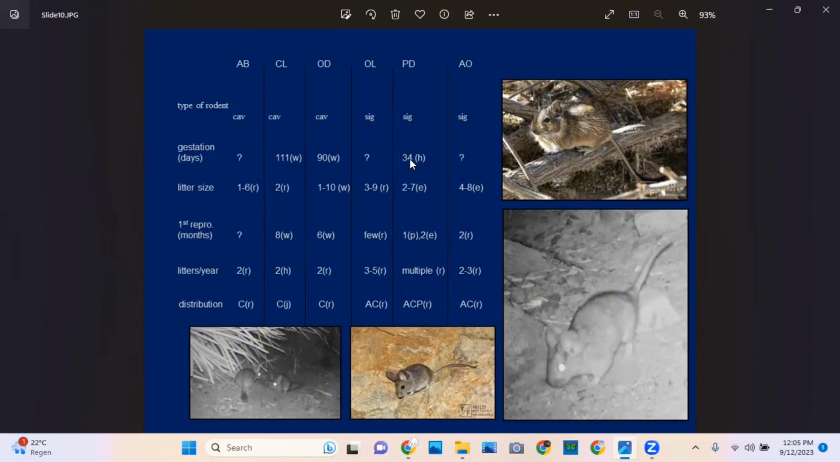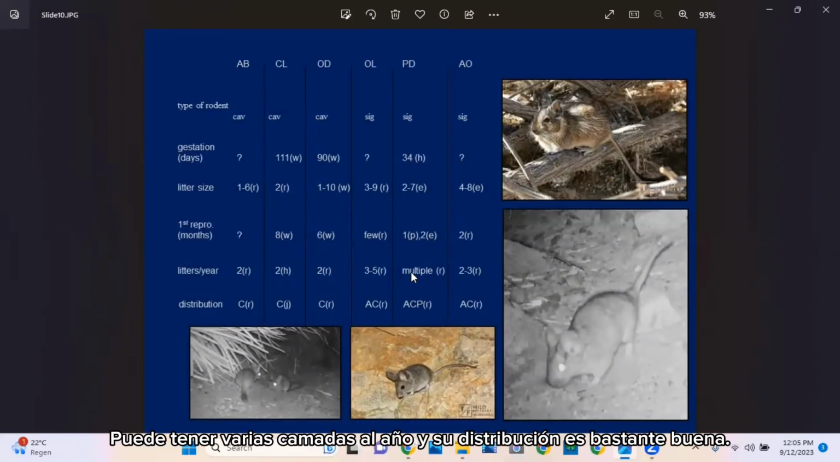Its gestation is 1 month, a little bit more than 1 month. Its litter size is 2 to 7. Its age of first reproduction is 1 month. It can have multiple litters per year. So the long-tailed chinchilla is only in Chile. The Darwin's leaf-eared mouse is in Argentina, Chile, and Peru. So it's got a bigger range. We'll talk more about this in a minute.